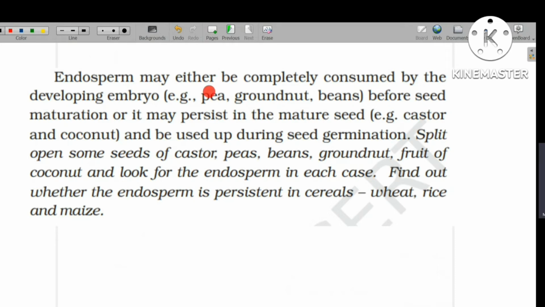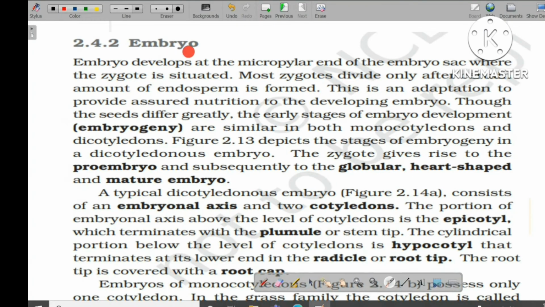Endosperm may either be completely consumed by the developing embryo, for example, pea, groundnut, and beans, before seed maturation, or it may persist in the mature seed, for example, castor and coconut, and be used up during seed germination. Embryo. Embryo develops at the micropylar end of the embryo sac, where the zygote is situated.